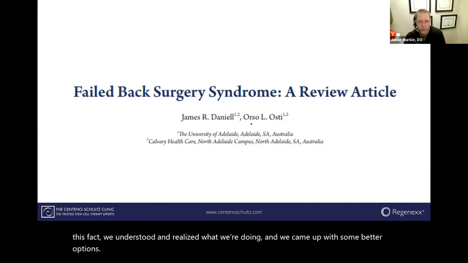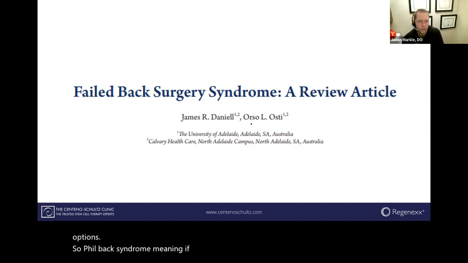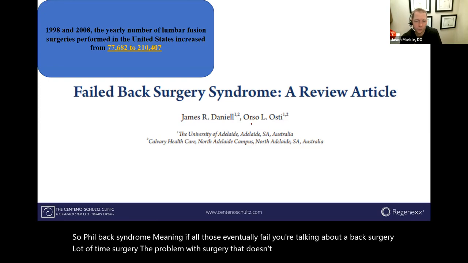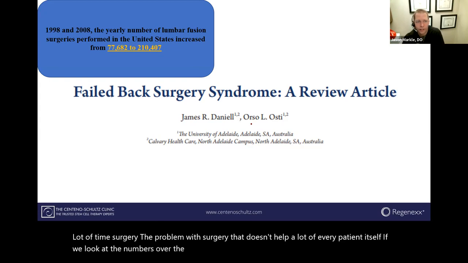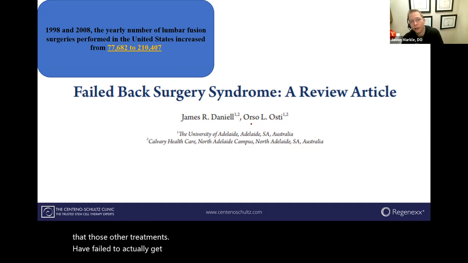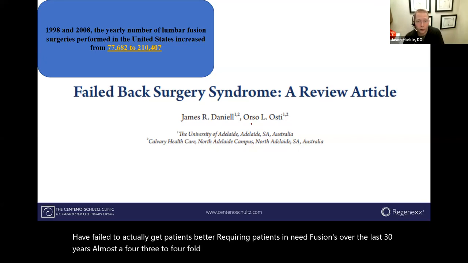So failed back syndrome, meaning if all those eventually fail, you're talking about back surgery a lot of times. The problem with surgery is that it doesn't help every patient. If we look at the numbers over the last 50 years, we can see a substantial increase in lumbar fusions, meaning a lot more people are requiring fusions, also meaning that those other treatments have failed to get patients better. Almost a 3 to 4-fold increase in the number of surgeries alone.